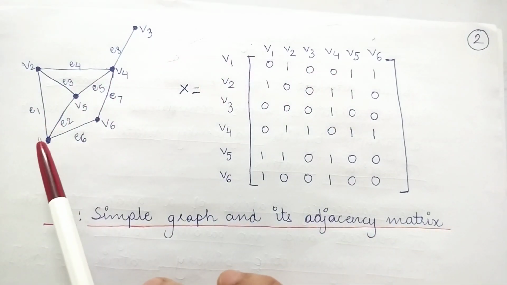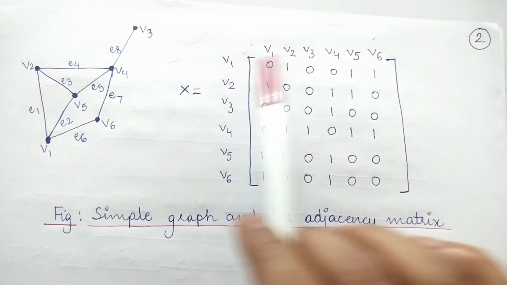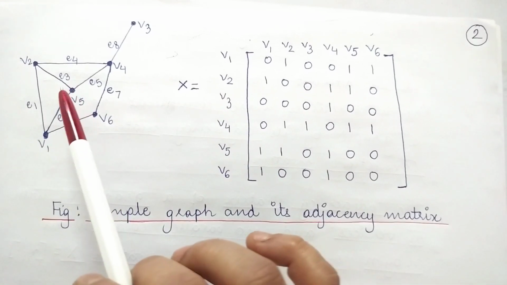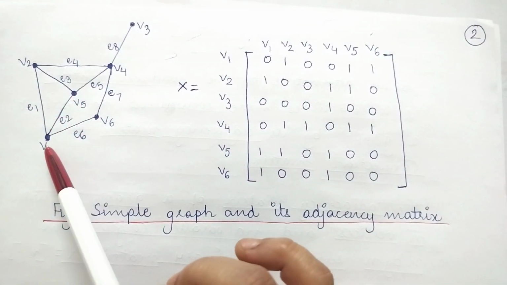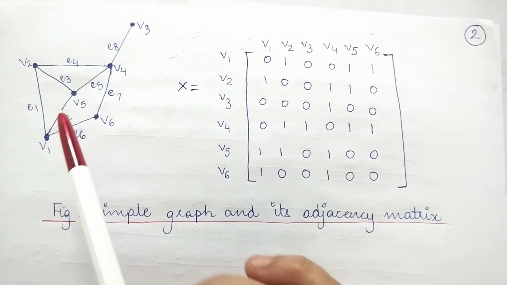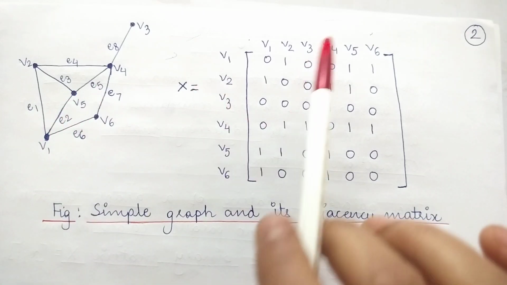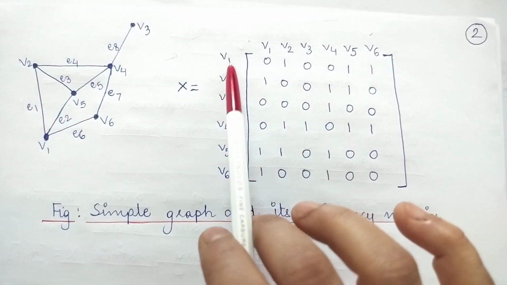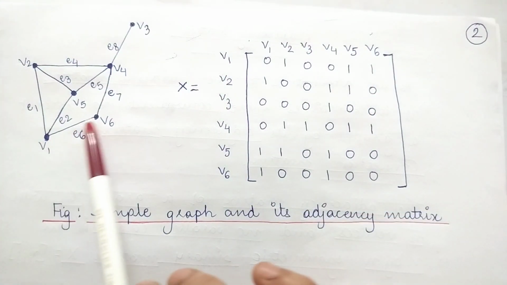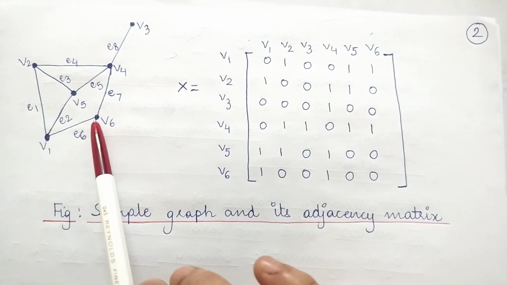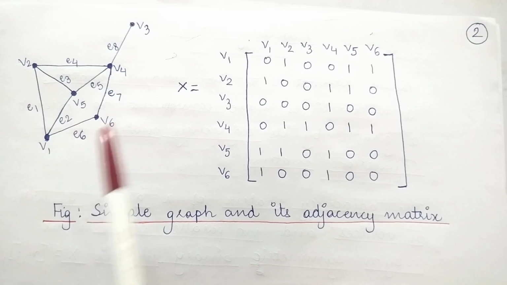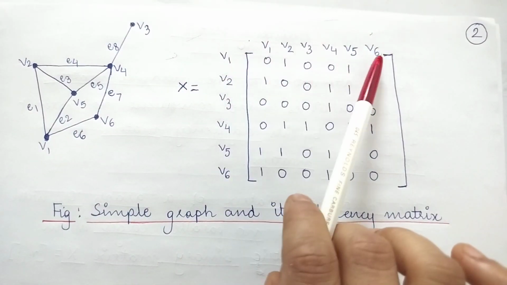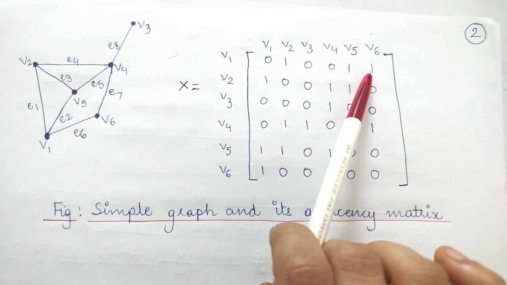Then if we look at vertex v1 and v5, there is clearly an edge between vertex v1 and v5, which is edge e2. So that means there exists an edge, hence this coordinate point will have the value 1. Then between vertex v1 and v6, there is an edge, which is e6. So that is why at this particular coordinate point for vertex v1 and vertex v6, we will have value 1.